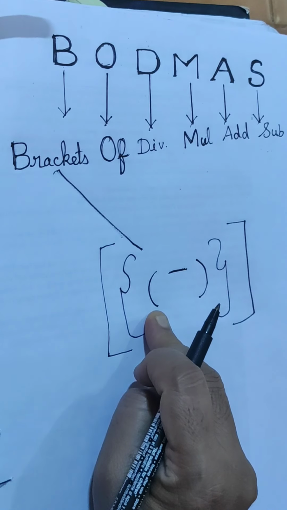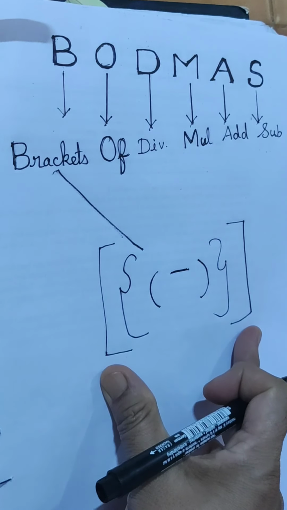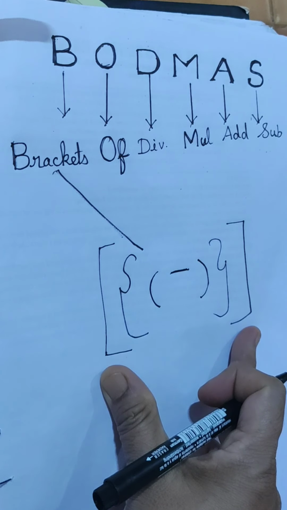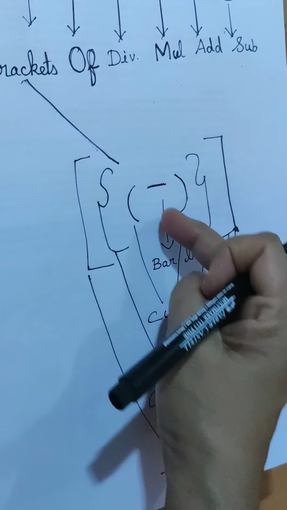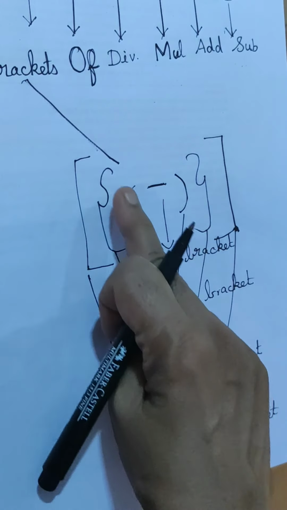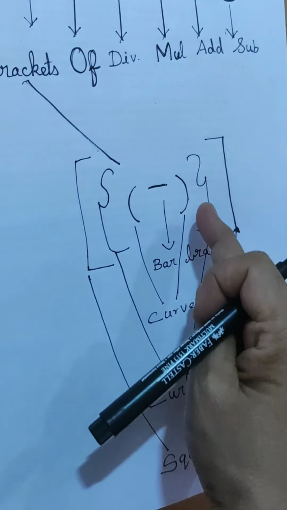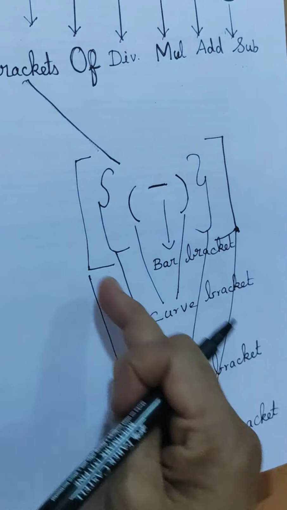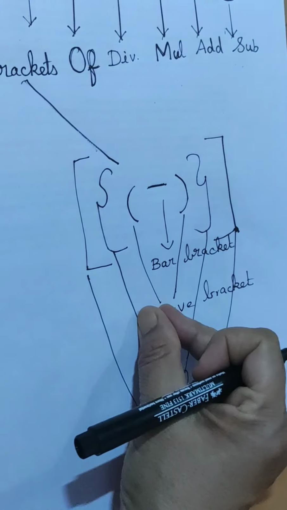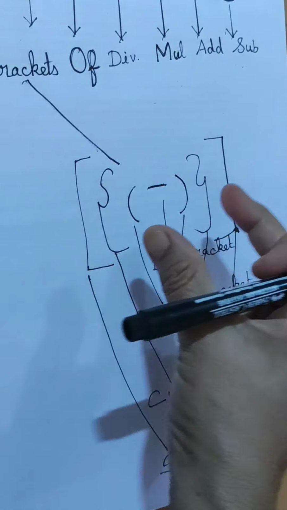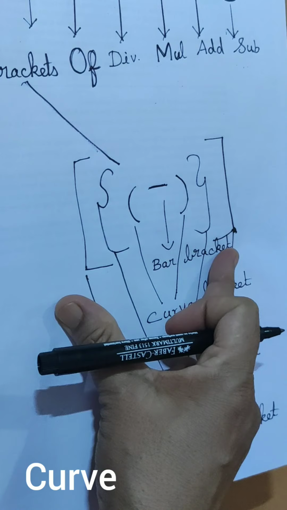And next one, the curve bracket. These two are curly brackets. The last one is the square bracket. Look again. This is the bar bracket. These two are curve brackets. These two are curly brackets. The last one is the square bracket. In this order you have to solve: first the bar bracket, then curve, then curly, and the last one, square bracket.